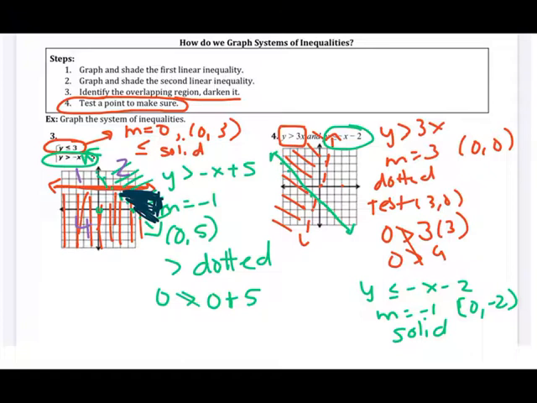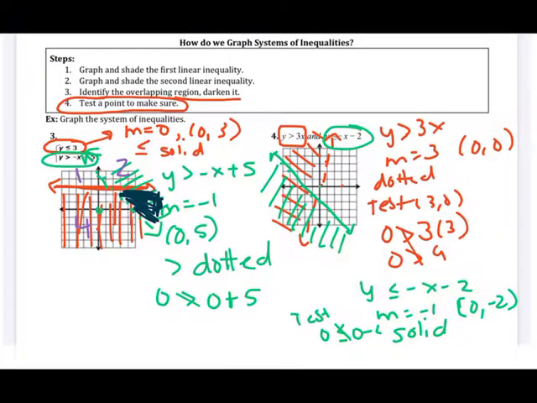Now I'm going to pick a test point. I can test 0, 0 on this graph. That's fine because 0, 0 is way over here, and that's not on my green line. So is 0 less than or equal to 0 minus 2? No, it is not. So I should not shade the side that 0, 0 is on. So I should shade under my green line.